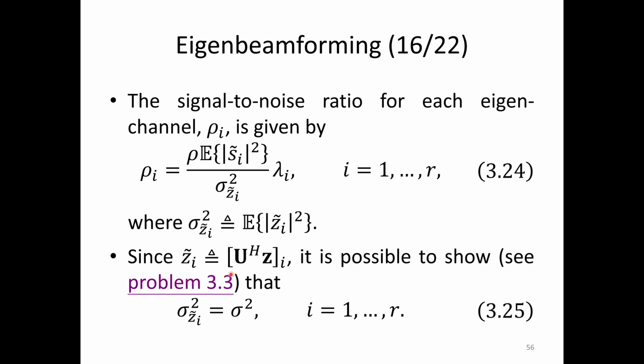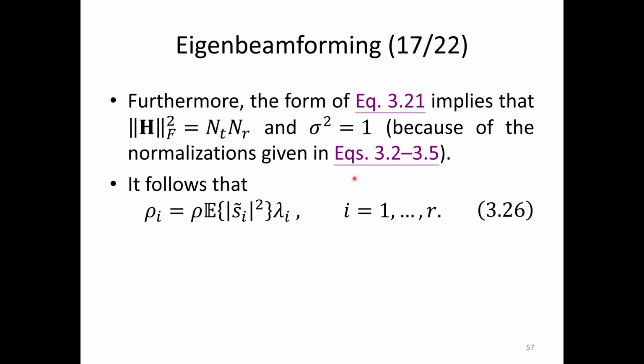Because sigma square is equal to 1, so sigma Z tilde I square is also equal to 1. So we can cancel this term. Then we have rho I is equal to rho times the expectation of the square of the absolute value of S tilde I times lambda I. Okay, that is equation 3.26.